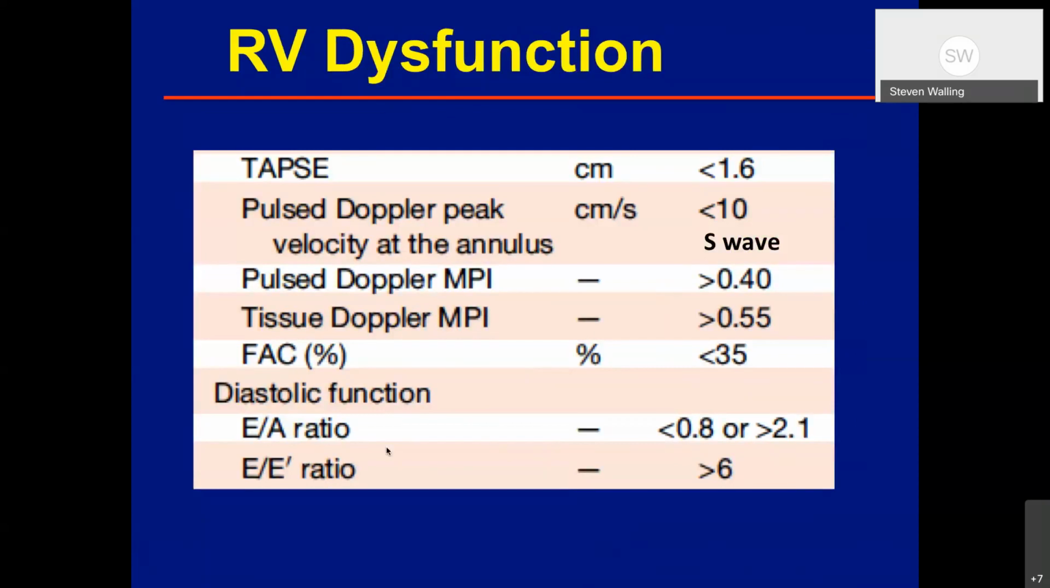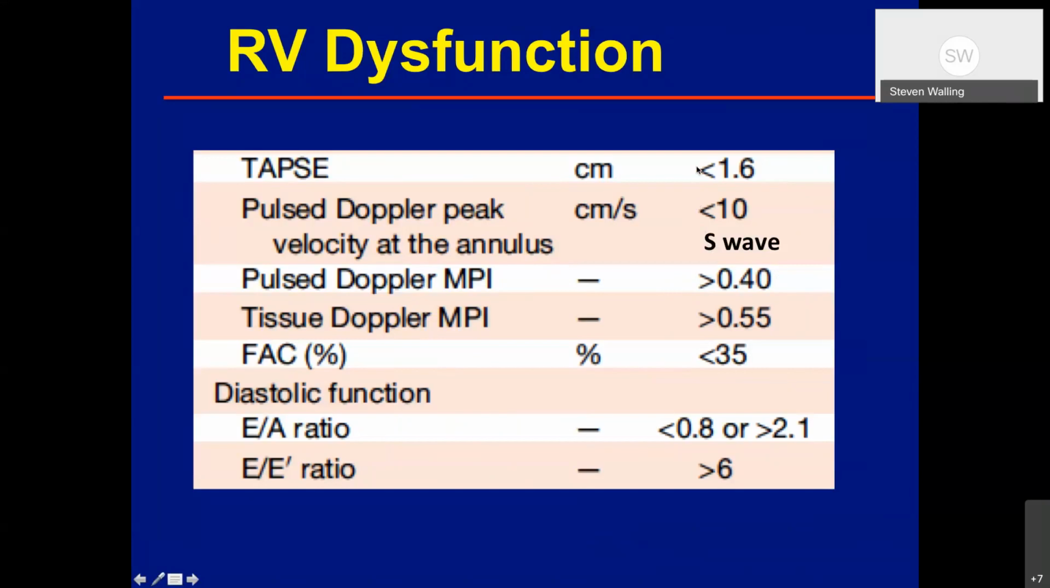So now, with all the structure sizes, we talk about the RV function. In the guideline, of course, they have a list of parameters. I'm going to talk about them one after another. But most importantly, in the clinical setting, we use TAPSE the most, I would say. The next is S prime, the pulsed Doppler peak velocity at the annulus. These two, we really need to remember the numbers.